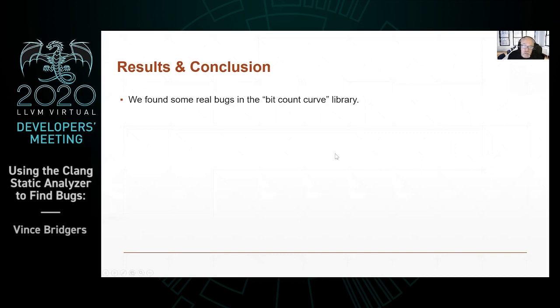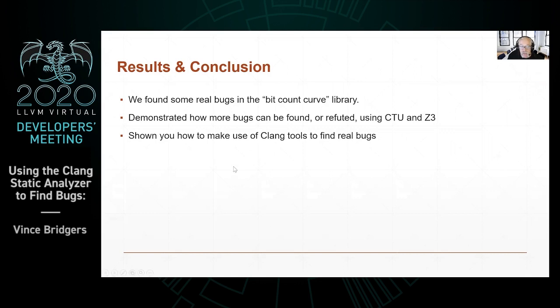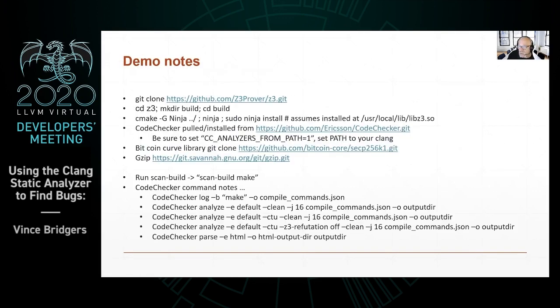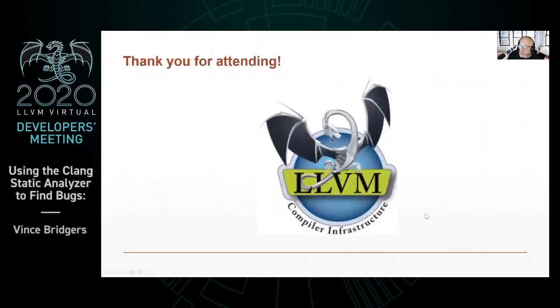So, results and conclusions. We found some real bugs that appear in the bit count in the Bitcoin curve library. We demonstrated how more bugs can be found or refuted using CTU and Z3, and shown you how to make use of Clang tools to find real bugs in your projects and open source projects. You can reconstruct the steps that I've demonstrated for you here today. So thank you very much, and if there are any questions, we can take those now. Thank you.